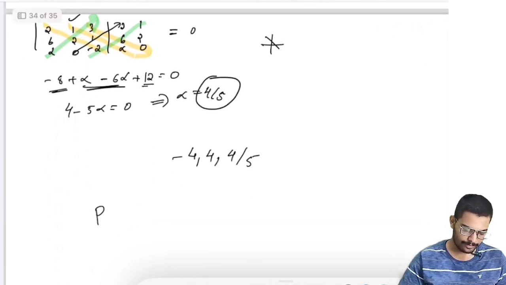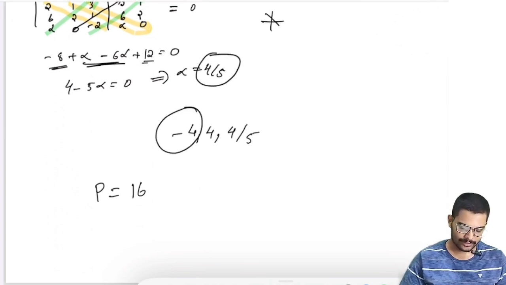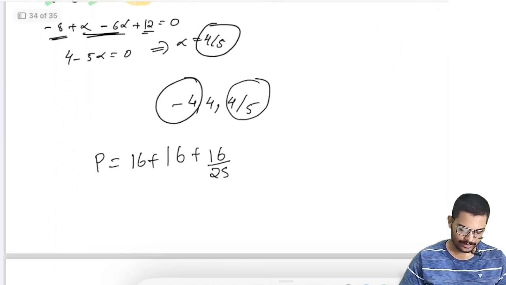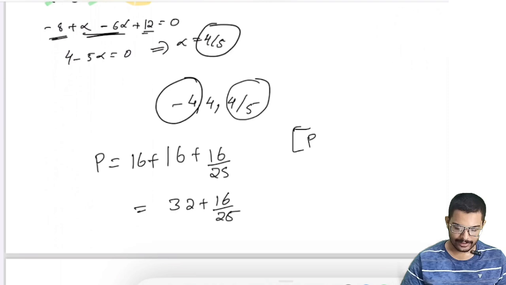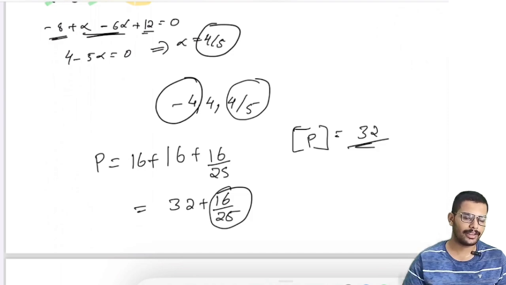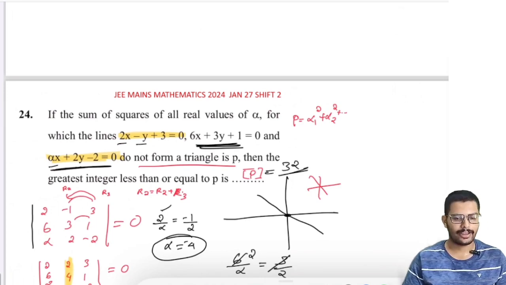Now what is the value of P? P is the sum of the squares of the possible values of alpha. Minus 4 squared is 16, plus 4 squared is again 16, and then 16 divided by 25, which gives a decimal value. So P is 32 plus 16 by 25. The greatest integer less than or equal to P will be 32, because this gives only a fractional value, not even close to 1. Our final answer is 32.